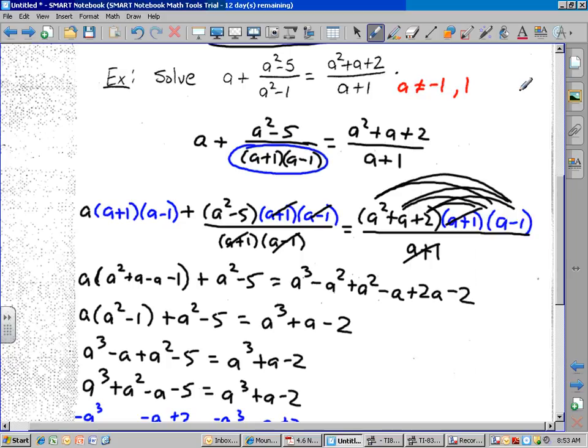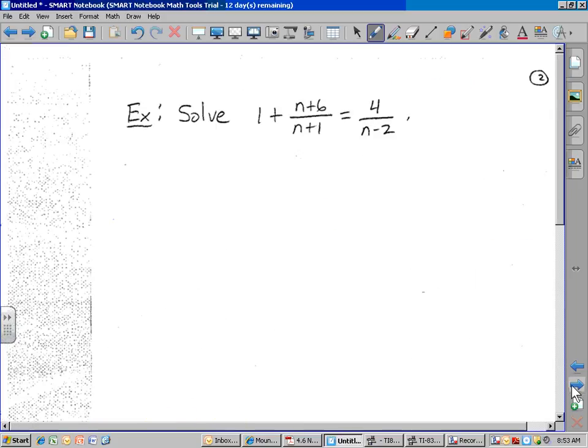Okay. Next question. Okay, similar concept. We have different bottoms. So again, we want to multiply by whatever's on the bottom. So we're going to multiply by n plus 1 and n minus 2. They're different. They're both on the bottom. We must multiply every term by those.